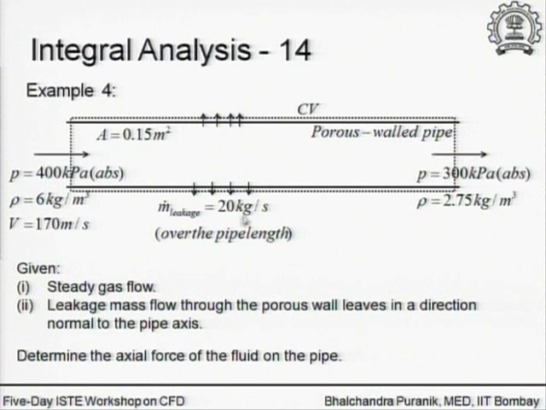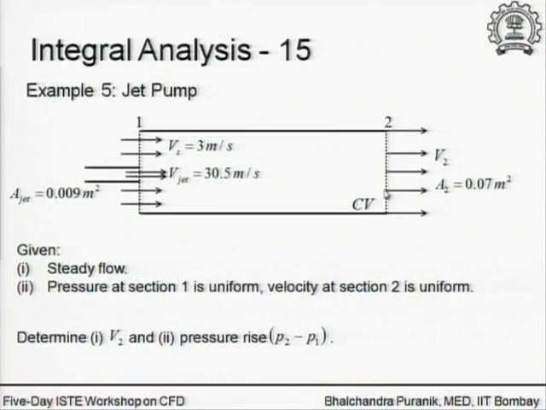Correct. So since we are interested in the actual force, this leakage mass flow rate is not going to contribute to the actual force. If the leakage mass flow rate was leaving with some angled velocity, let us say this way, then we would have to take it into account properly. But in this case, the leakage mass flow rate will come only in the mass balance equation. It's not going to come in the momentum equation. That's all that is to be noted. If you know that, then there is nothing more. So I'll just go to the next one, which I think is something that most of you have seen.